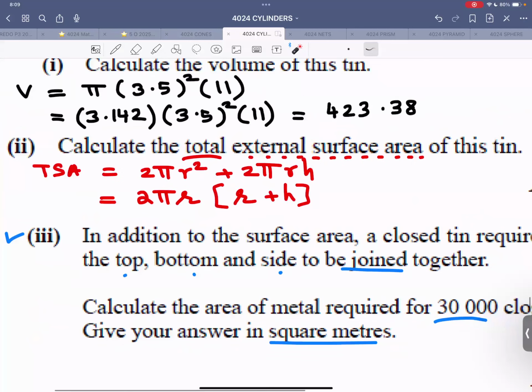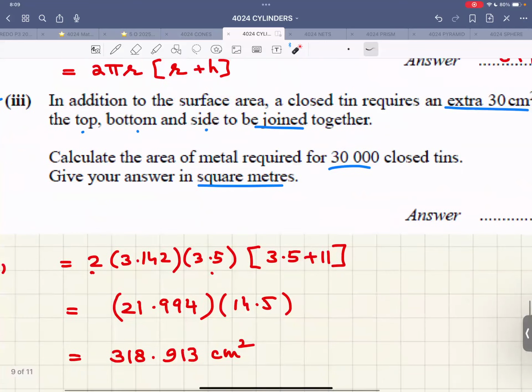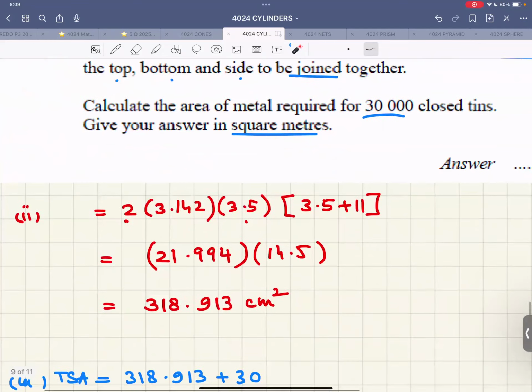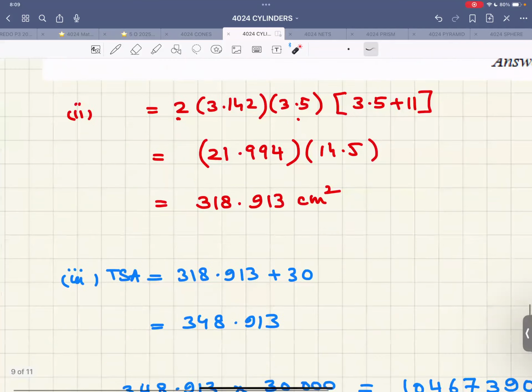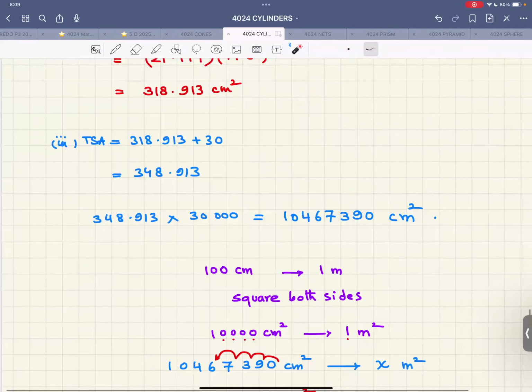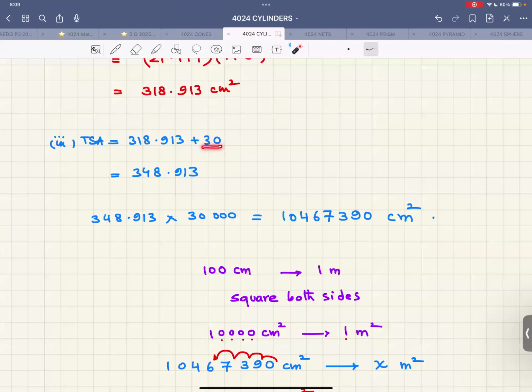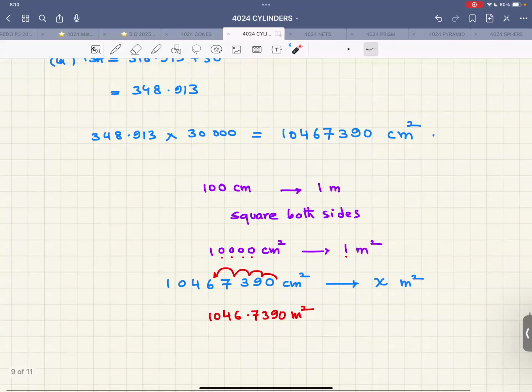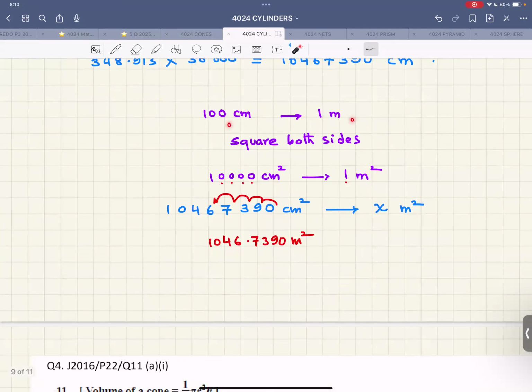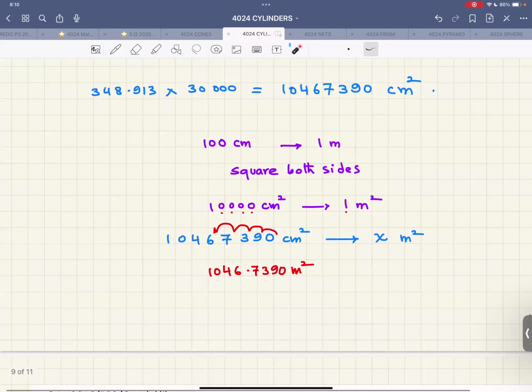So now that thing is there. Now, what about this thing? That is the second part, the third part. What I have done is that I have added this 30 to this answer and then multiplied by 30,000. I get this large value. 100 centimeter is 1 meter, so squared on both sides, because it is centimeter square. So 1, 2, 3, 4 zeros: centimeter square to meter square. Write it out. Basically 4 zeros are disappearing.